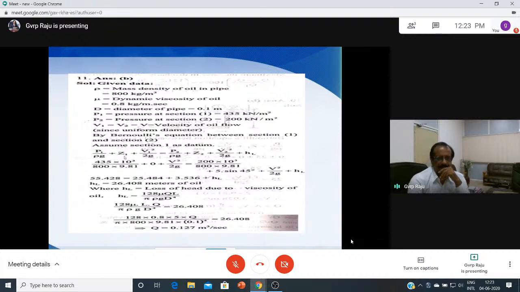Z1 is 0, and we can take the same velocity here, V square by 2g, which is equal to P2 here. The P2 value is 210.3 by 800 into 9.81, plus Z2. The intelligent way of taking this is to cancel the V square by 2g terms on both sides, as the velocities are the same. And how will you take this Z1 and Z2? That is an intelligent question.